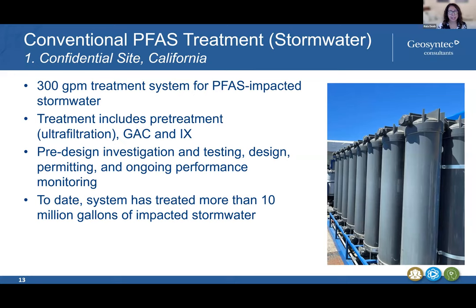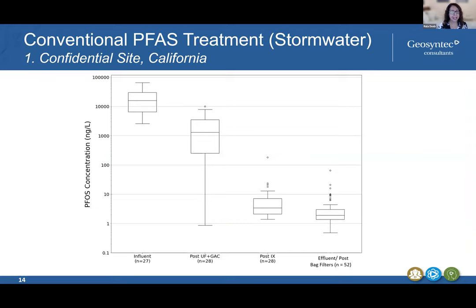So pretreatment included ultrafiltration, and these are some of the results for PFOS. Again, the influent PFOS is on the order of 100,000 nanograms per liter, and we're trying to treat down to the 4 nanograms per liter. Actually, New York has its own standards for PFOS, so ideally non-detect. So you'll see that we were able to decrease PFOS. That's just the data that we're showing from influent concentrations that were very high to very low sub part per trillion levels.